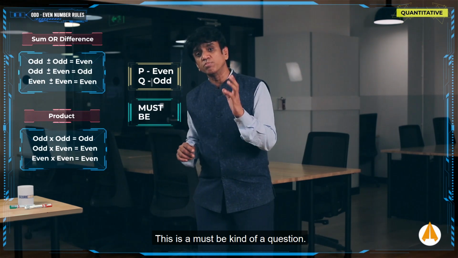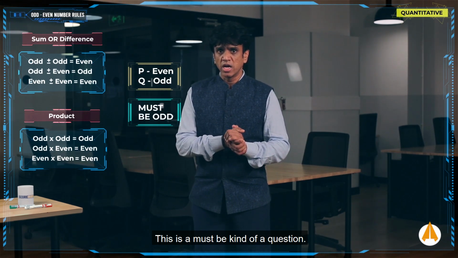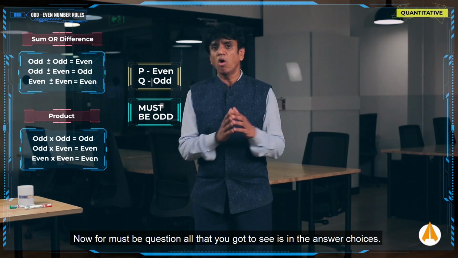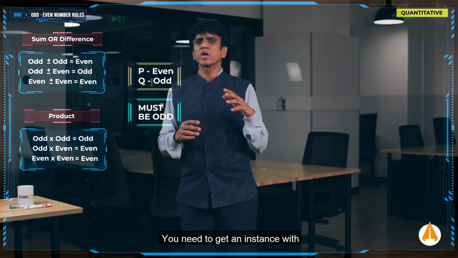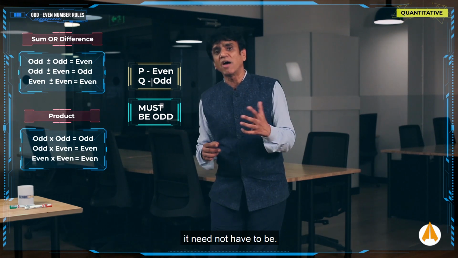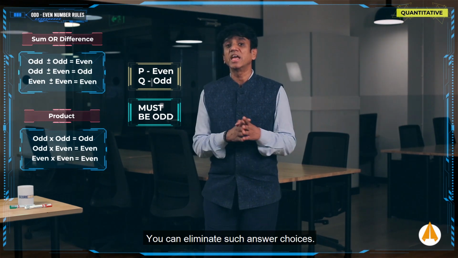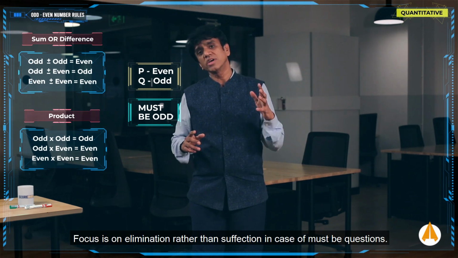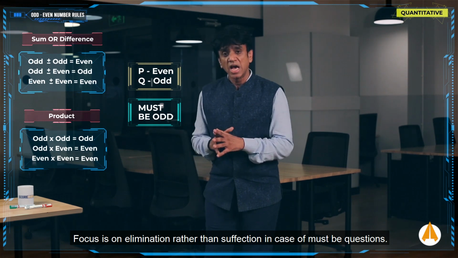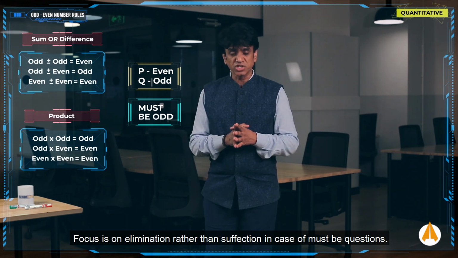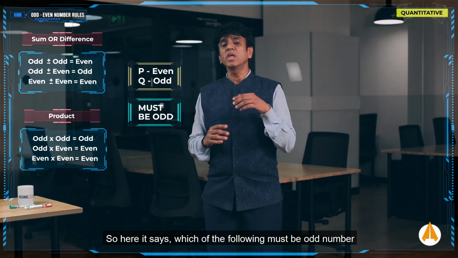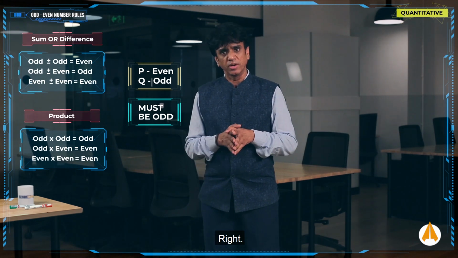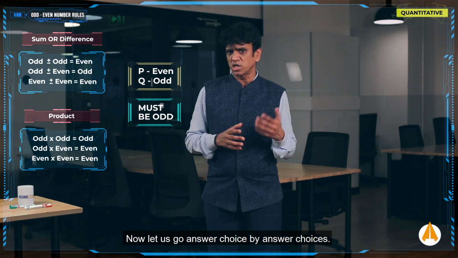This is a must be kind of a question. Now, for must be questions, all that you got to say is, in the answer choices, you need to get an instance where it need not have to be, right? You can eliminate such answer choices. Focus is on elimination rather than selection in case of must be questions, right? So here it says, which of the following must be an odd number, right? Great. Now let us go through the answer choices.